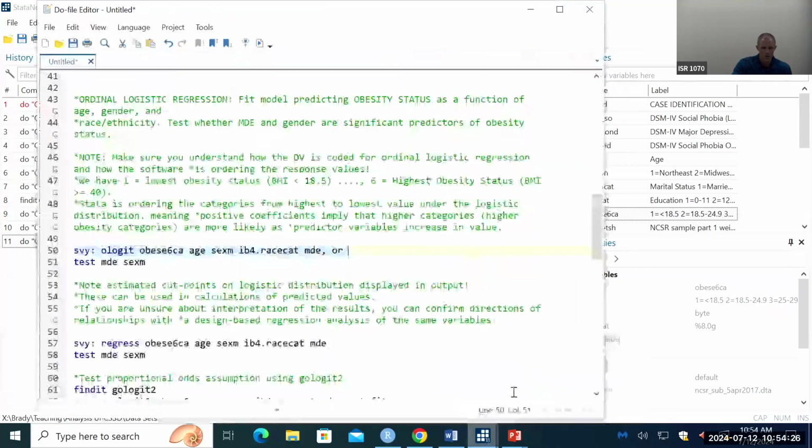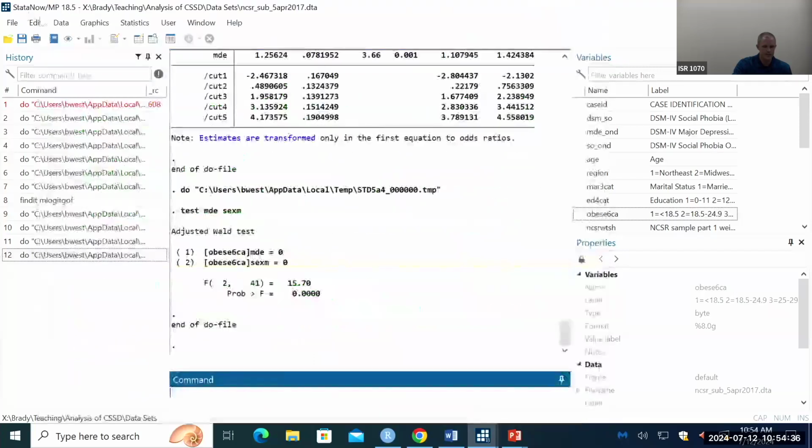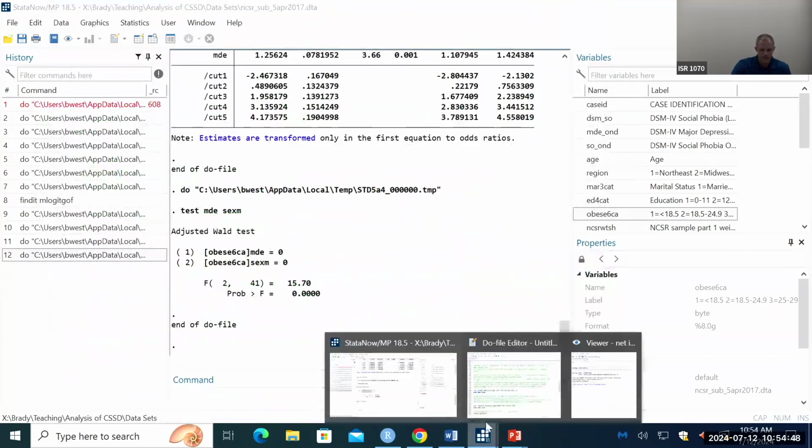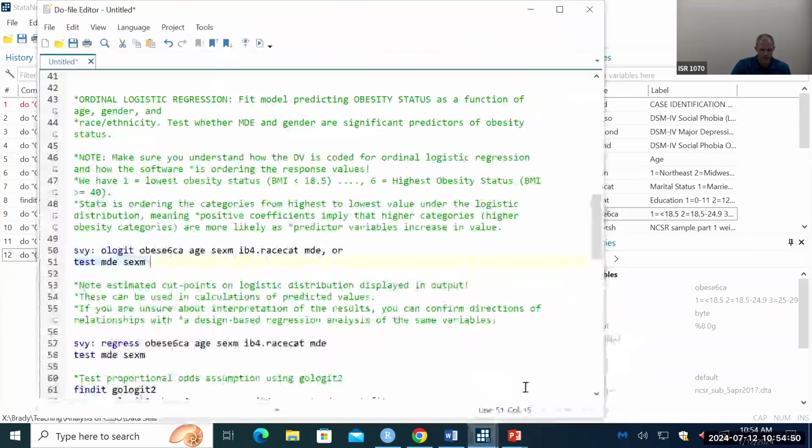Okay, Wald tests work the exact same way. Now we don't have multiple logits. We're just testing whether either of those two predictors here are significant. So if I test MDE and sex in the same way, clearly we conclude that at least one of these coefficients is different. And we just went through both interpretations, so we know that going in. Okay. So not a surprising result there, but still important to conduct those tests.